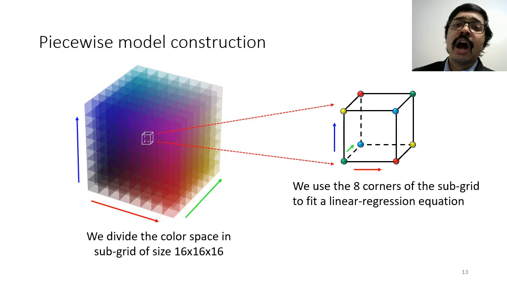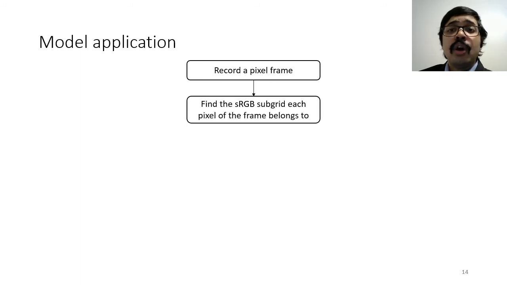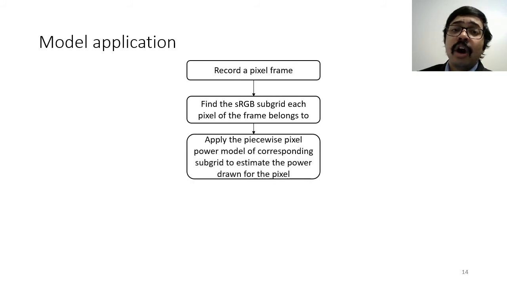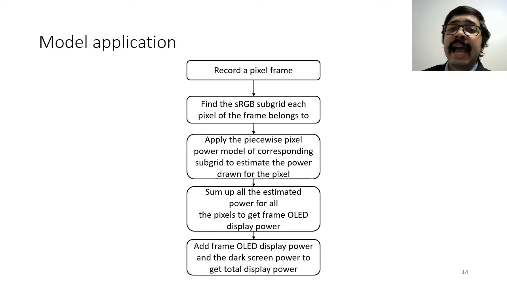Now, let's see how to apply this model to estimate the display power. First, we record the screen. For each pixel in the recorded screen frame, we find the subgrid it belongs to. Then we apply the pixel power model corresponding to that subgrid. For all pixels in the frame, we get the estimated OLED pixel power by summing up their individual estimated pixel powers. Then the dark screen power is added to the estimated OLED pixel power to get the total display power.